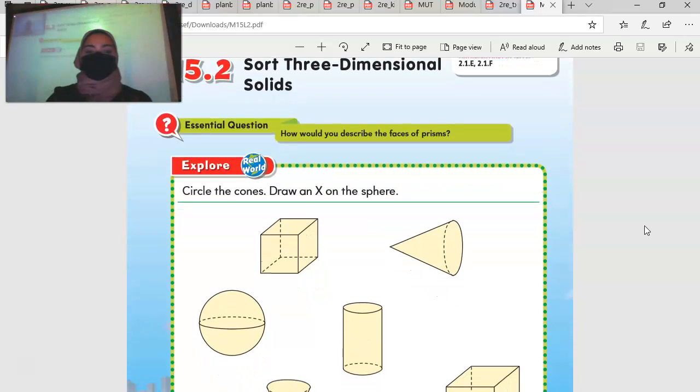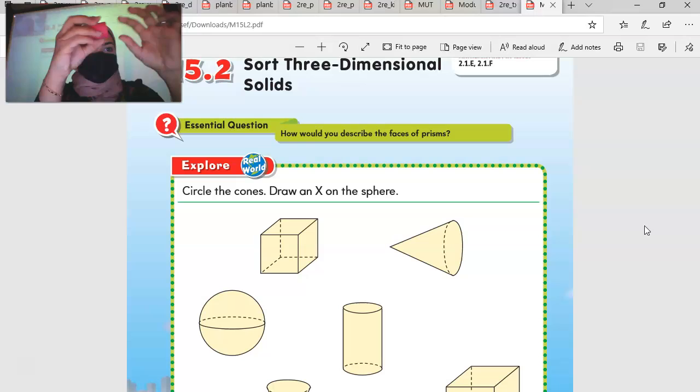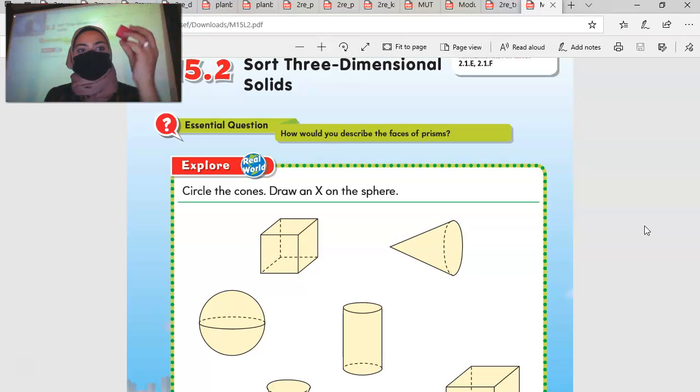Yesterday, we talked about different three-dimensional solids. We talked about a cylinder. A cylinder has two faces that are flat and then a curved surface. A cylinder can roll. Can a cylinder roll? Yes, this is called a cylinder. Another shape that's also a cylinder would be like a mug or a can, okay?